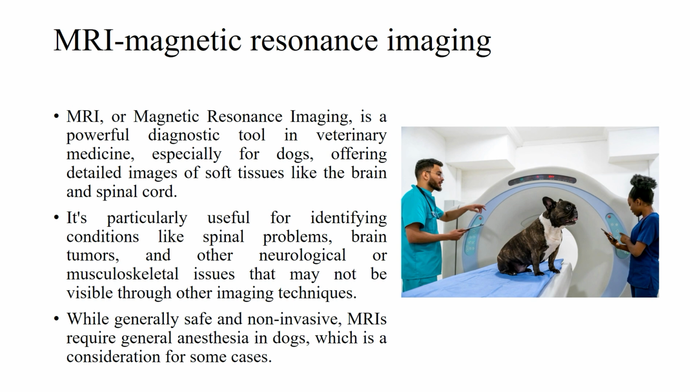The next very important thing is the MRI, magnetic resonance imaging. It is a very powerful diagnostic tool in veterinary medicine, especially for dogs, which offers detailed images of the soft tissues like the brain and spinal cord. So in case of traumatic injuries to the spinal column, or paralysis cases, this could be quite useful. It is also useful for identifying spinal problems, tumors of the brain, and other neurological signs, and musculoskeletal issues, which may not be easily identified on the plain radiograph.